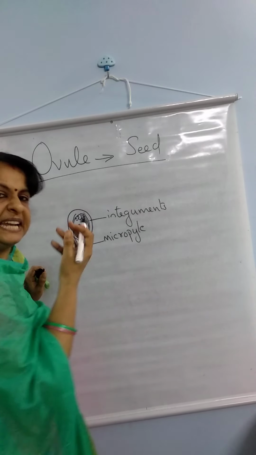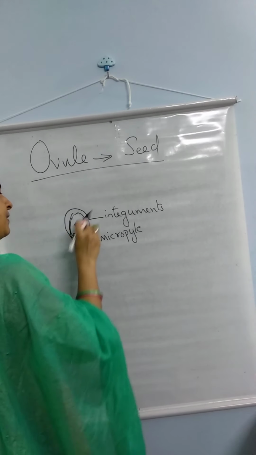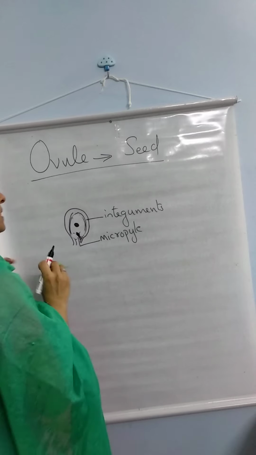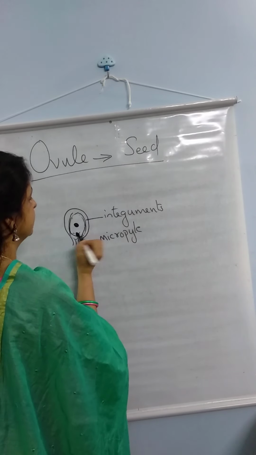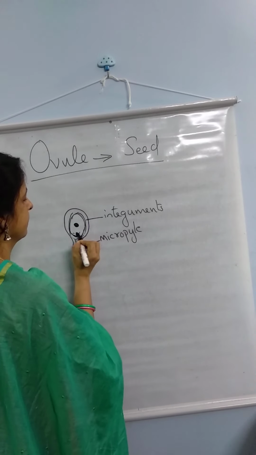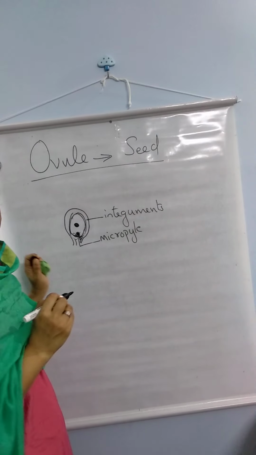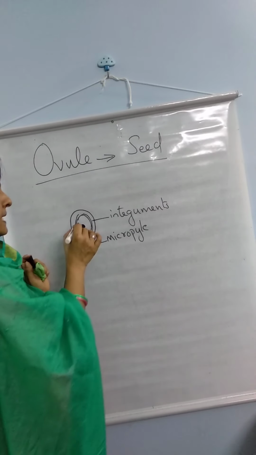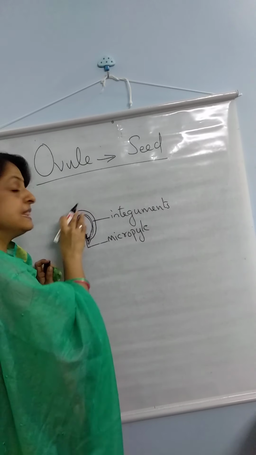Now what happens to the synergids and antipodal cells? All these will degenerate. Now it is of no use, so they will get degenerated. Now the structure that is inside the ovule, we are finding the zygote and the primary endosperm nucleus. This primary endosperm nucleus divides a number of times and fills this space.